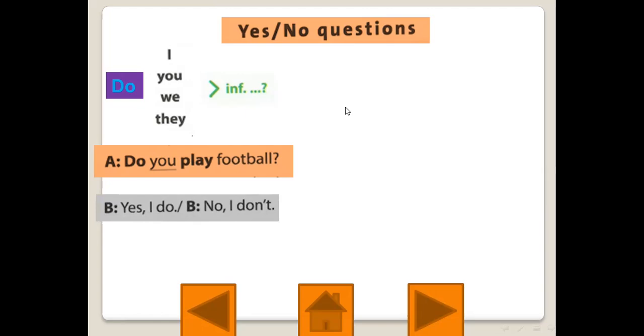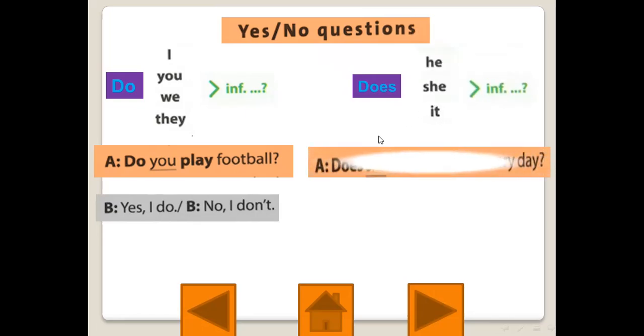Let's know more about does. We use does at the beginning of the sentence and then the subject pronoun he, she, or it. And after that, we use the infinitive. Look at this example. Does she walk to school every day? Here we use does, and after that the subject pronoun she, and then we write the infinitive, walk.